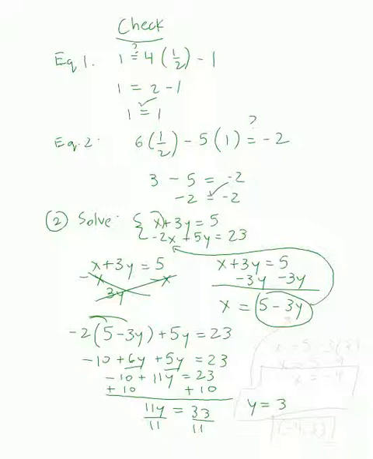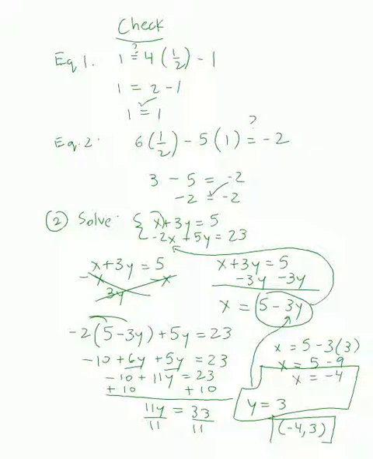Now once I get my y equals 3, I plug it into either of the top equations. Actually, it's easiest to plug it into this one. I get x equals 5 minus 3 times 3, or x equals 5 minus 9, or x equals negative 4. So my answers are x equals negative 4, y equals 3, or I can write it as the point (negative 4, 3). Either way is fine.